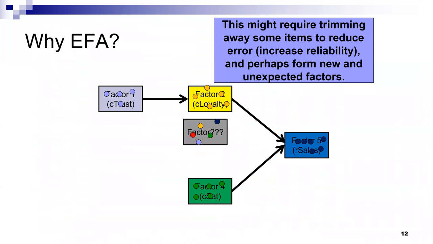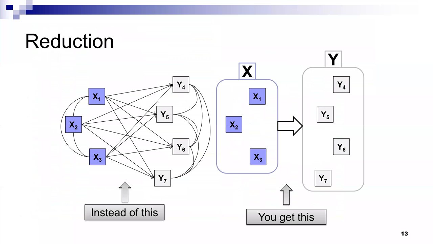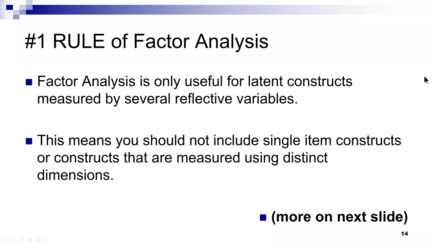So anyway, you want to test tight, reliable, valid factors. Also, you want to reduce it. You don't want to do item-to-item relationships like on the left here. You want to do factor-to-factor relationships. Number one rule for factor analysis, it should only include latent factors. We talked about this with gender and with income. They don't belong. But also, they should be reflective factors. We'll talk about that next slide.